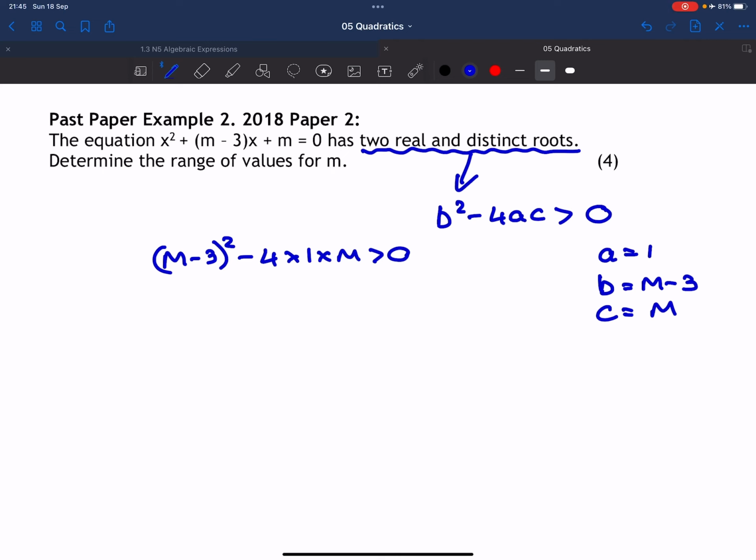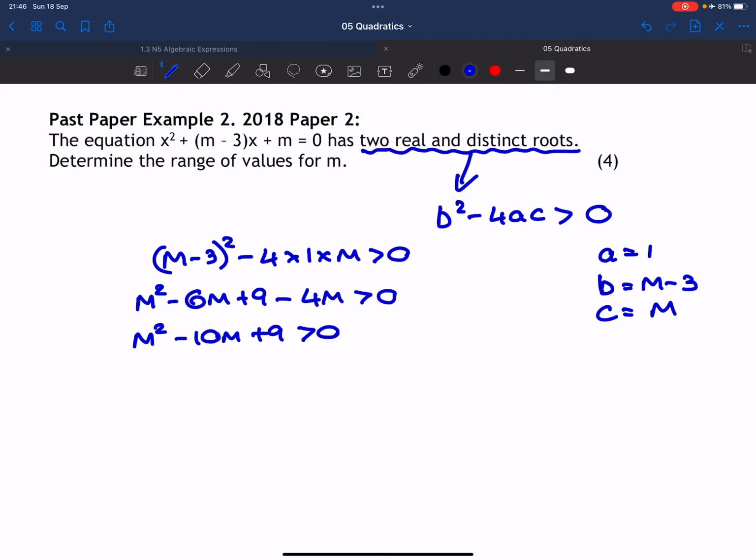Let's expand and simplify. So I get m squared minus 6m plus 9 minus 4m is bigger than 0. So that'll be m squared minus 10m plus 9 is bigger than 0. So I now have a quadratic inequality to solve.